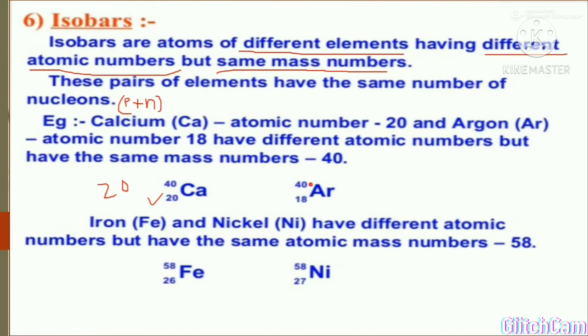And in the case of argon, 18 is the atomic number. So the number of electrons is 18, the number of protons is 18, and the mass number 40 minus 18 means the number of neutrons will be 22. So you saw that in isobars the number of electrons is not the same in both, the number of protons is not the same, the number of neutrons is not the same, so none of their particles are the same.